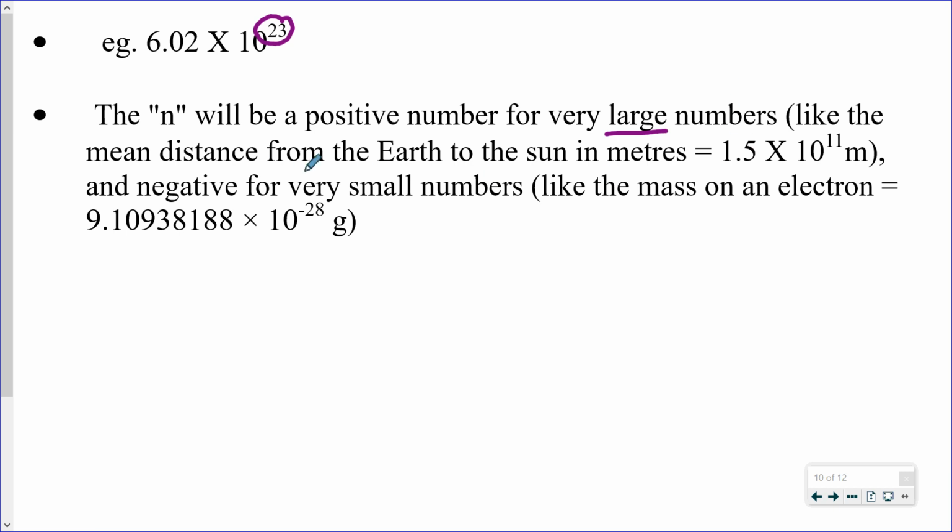So that means that it is a really, really big number. I also give you here another example, the average distance between the Earth and the Sun. It's a really big number as well, measured in meters, so we write it in scientific notation. And the mass of an electron that I mentioned is really, really small, and that's a negative exponent.